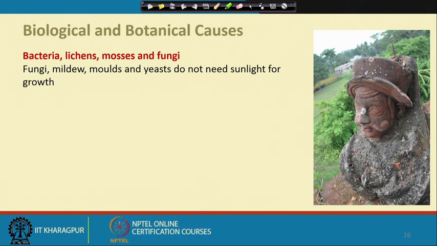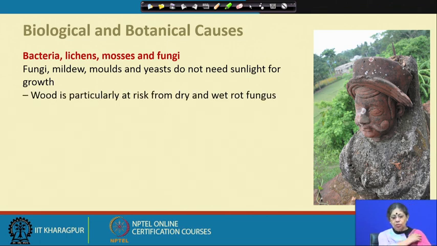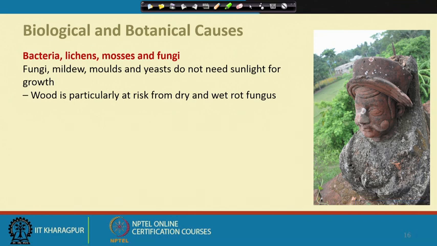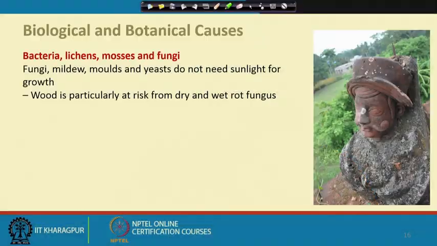So, the fungi, mildew and molds, they do not need sunlight. One must understand that they also, as I say, have their own habitat. We also know the wood is particularly at risk from dry and wet rot fungus. So, we have to understand some of the principles, which type of environment is suitable for them, so that we ensure that this does not happen.